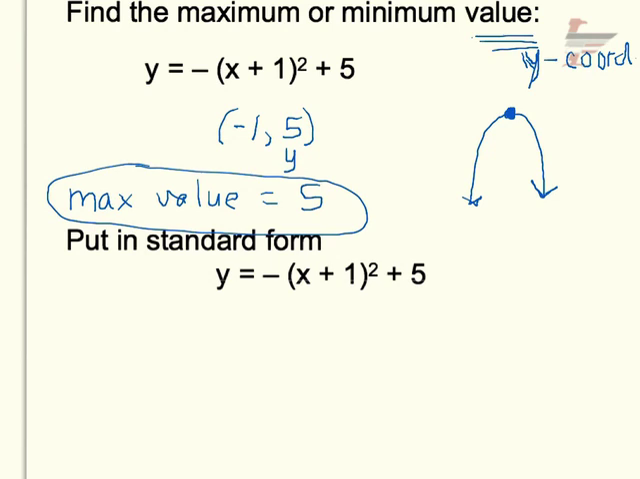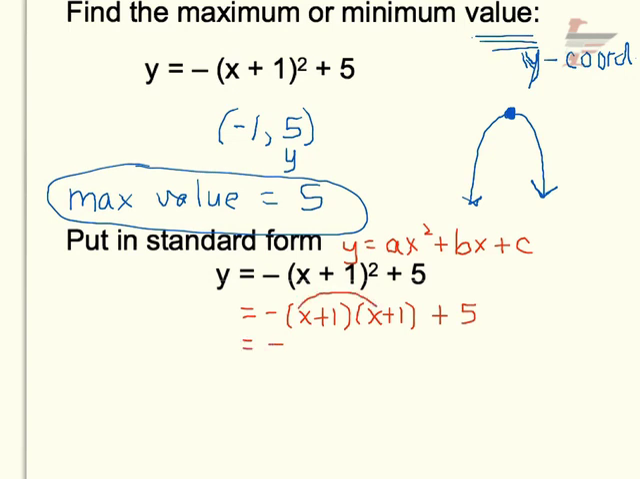Alright, then the other one says to put the equation in standard form. So I just took the same equation and we'll work from there. So remember, standard form, of course, is ax squared plus bx plus c. So order of operations says you should do exponents first. So this really means take x plus 1 times itself. That's what it means to square something. So I'm going to FOIL that out.